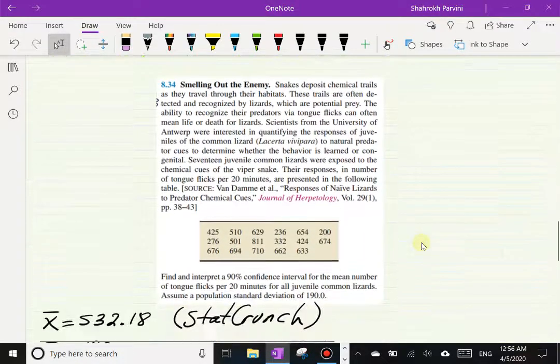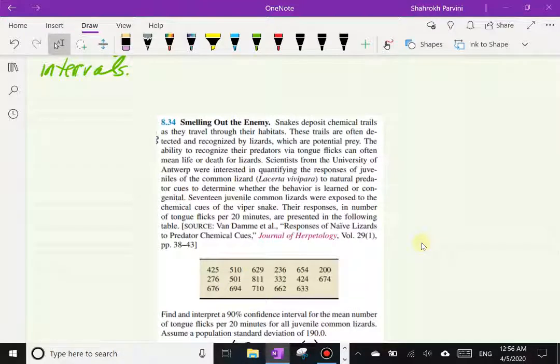This is actually an exercise in your book, exercise number 34, on page 336 of your textbook, in case you want to find it. This one is an interesting exercise. It reads: snakes deposit chemical trails as they travel through their habitats. These trails are often detected and recognized by lizards, which are potential prey. The ability to recognize their predator via tongue flicks can often mean life or death for lizards. It goes on to say the scientists observed 17 juvenile common lizards.